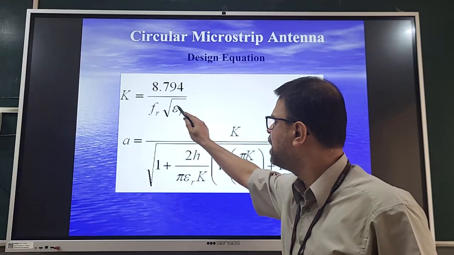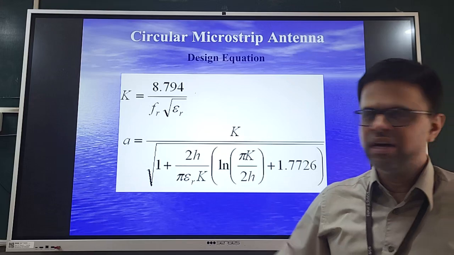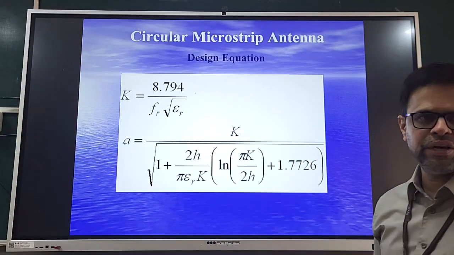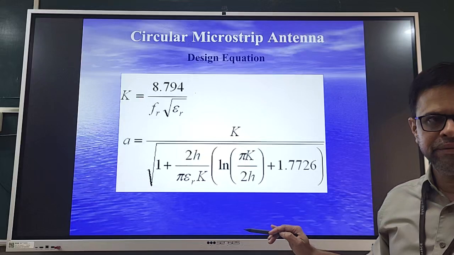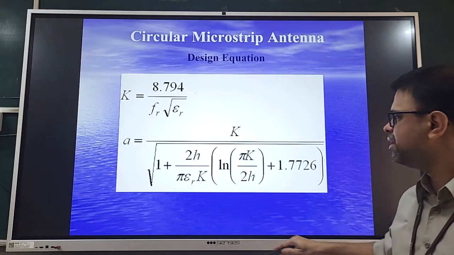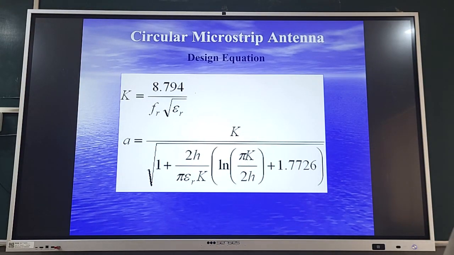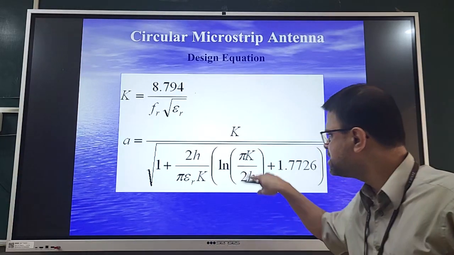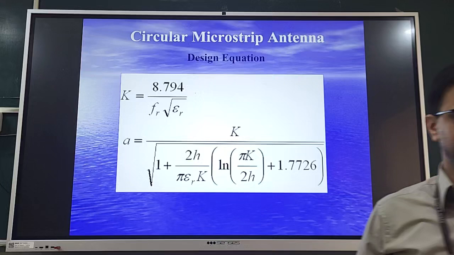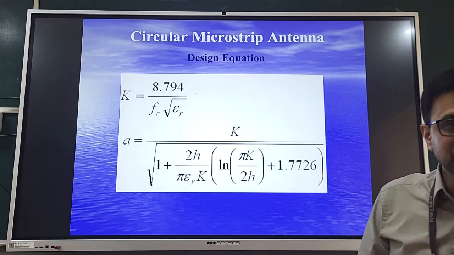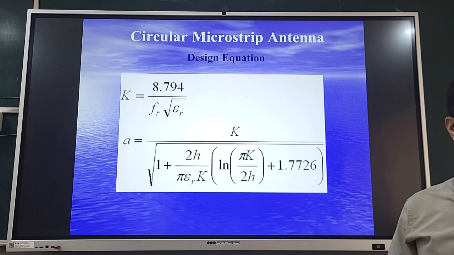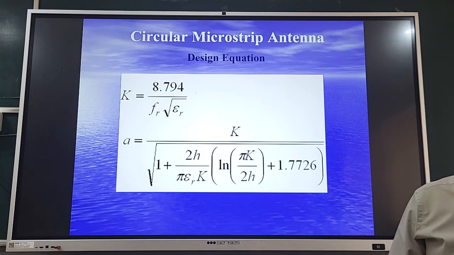FR you substitute in gigahertz, epsilon RE as per your design, and the K value which you will get, you substitute over here. Don't worry about its unit. H you substitute in centimeter, and then the value of A you get is in centimeter. So you have to be very specific about these units. FR put in gigahertz, then take the value of K calculated from the first equation, take H in centimeter, and calculate A. This is how you design a circular microstrip antenna operating at the fundamental 1-1 mode.